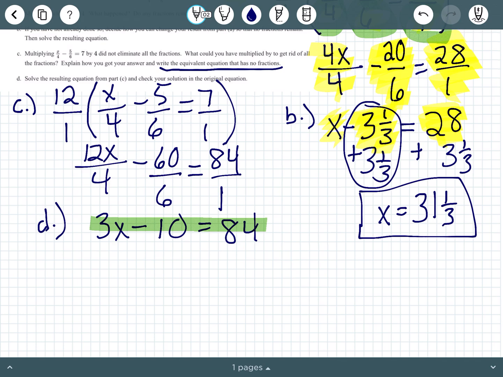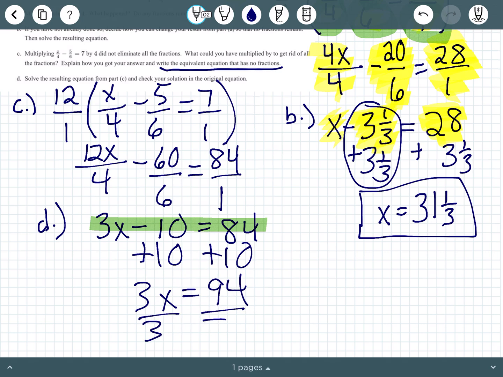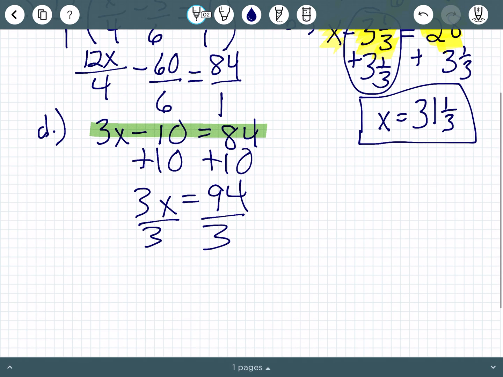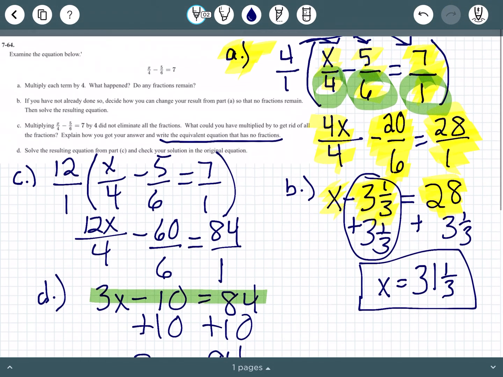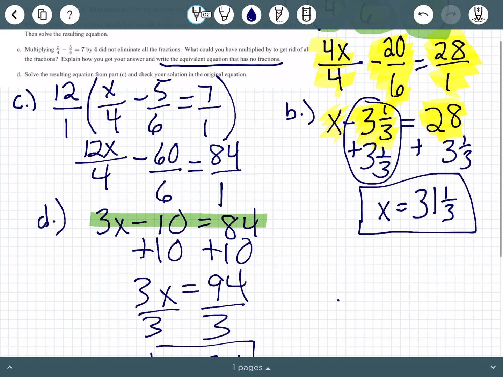Now, we already solved the resulting equation from part C, so I do want to show you how for our new equivalent equation, we will get the same thing. So I could add 10 to each side, so I would have 3x equals 94. And if I divide by 3 on each side, I am left with x equals 94 divided by 3. And 94 divided by 3 would be 31 1/3. Pretty interesting, huh? So that is an equivalent equation. And if we have done our math right, we should get the same answer.